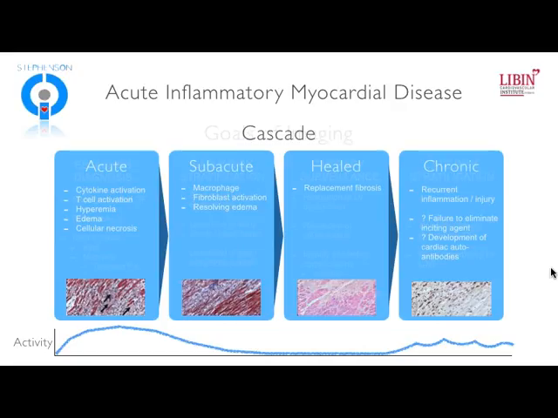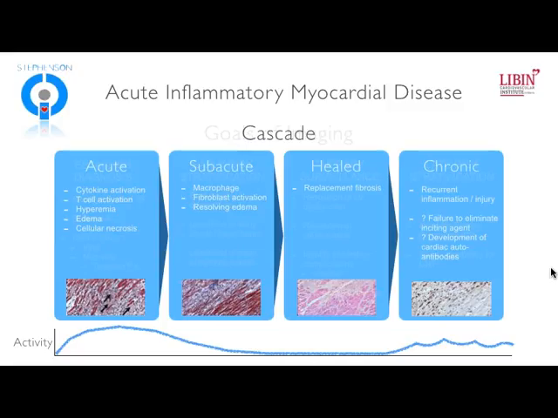Irrespective of what the inciting event is, we see a cascade of events start to occur. This starts with cytokine activation and T-cell activation that leads to cellular necrosis. This is often associated with hyperemia in the regional tissue and also edema. These are going to be important imaging markers for cardiovascular MRI.